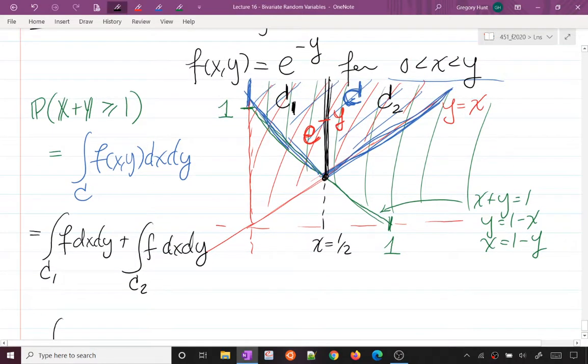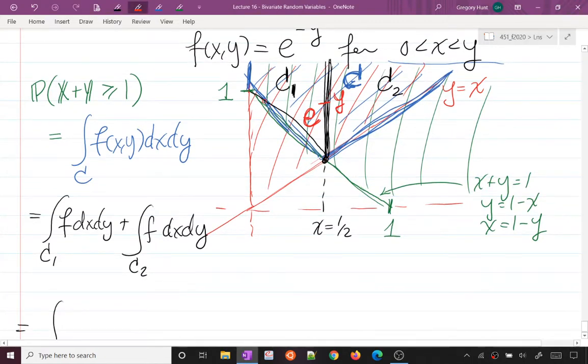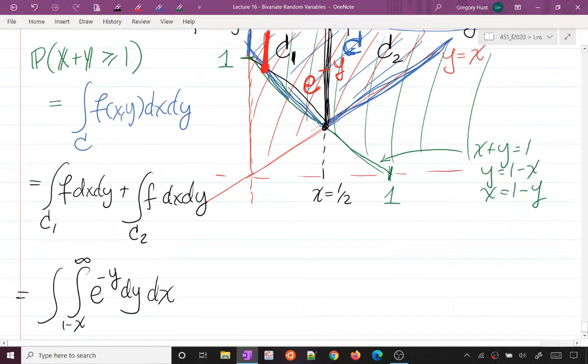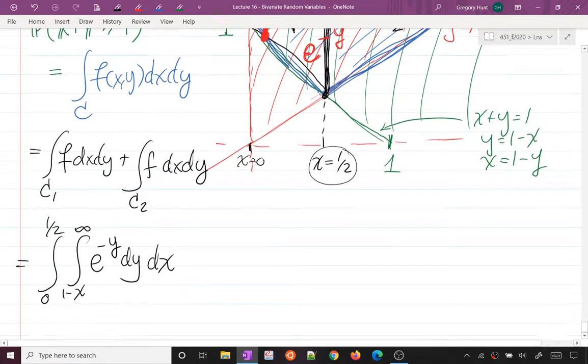And so real quick, let's just set up that Calc 3 problem, right? So C1 is kind of this trapezoid. And let's integrate with respect to y first. If I integrate with respect to y, I integrate with these vertical slices. So that would go from this green line, where y is 1 minus x, and it goes off to infinity. And I'm integrating my PDF, e to the negative y. And then I'm going to integrate over my slices in the x direction from here, x equals 0, all the way to here, x is equal to 1/2.